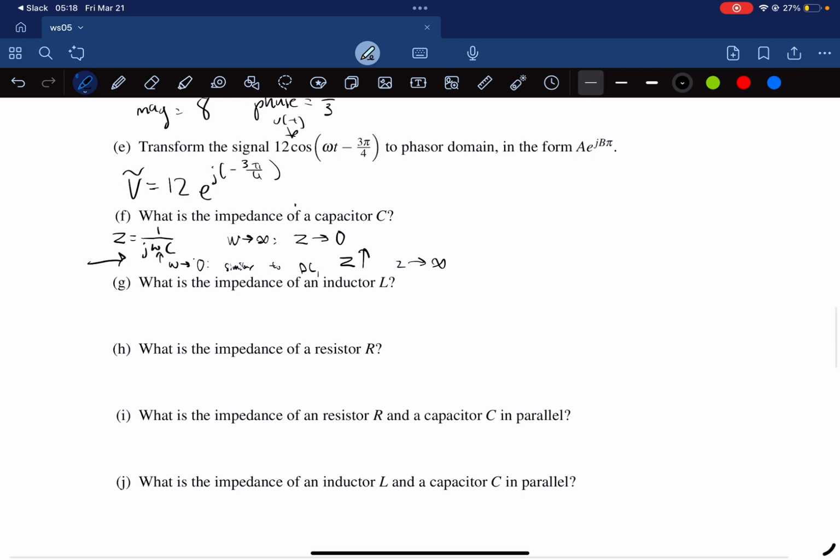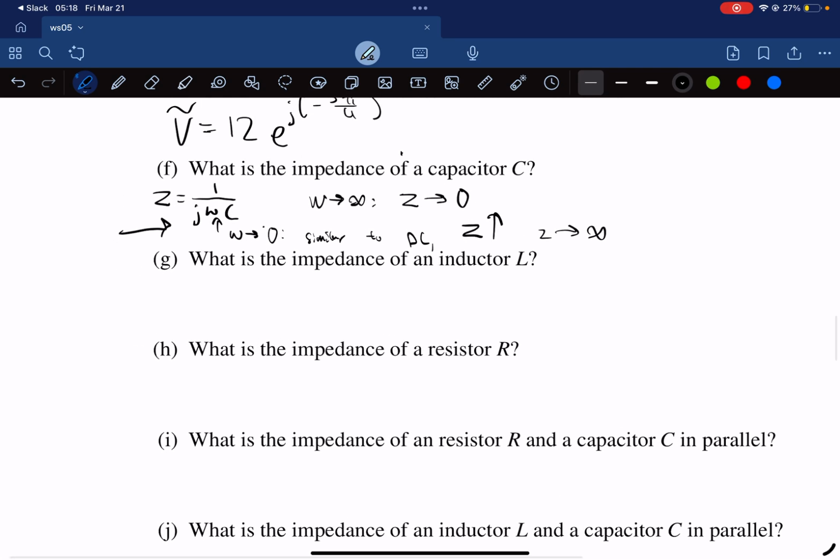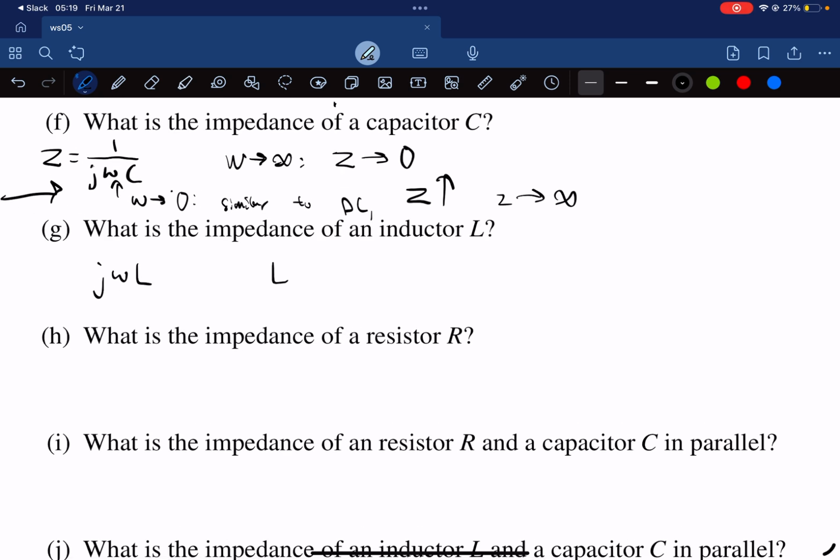Okay, now let's move on to the inductor. We're also given this. The impedance of an inductor is j omega L. Again, we can perform our sanity checks with omega approaches 0 and infinity. Here's the governing equation for an inductor, by the way. If the current is constantly changing, which happens when we have a very quickly oscillating circuit, then there's going to be a lot of voltage across the inductor, right?